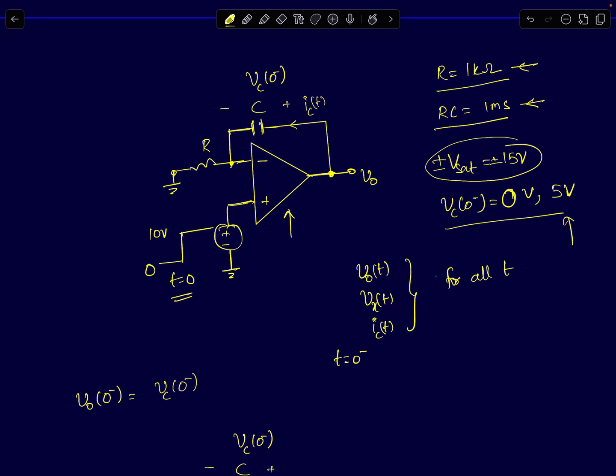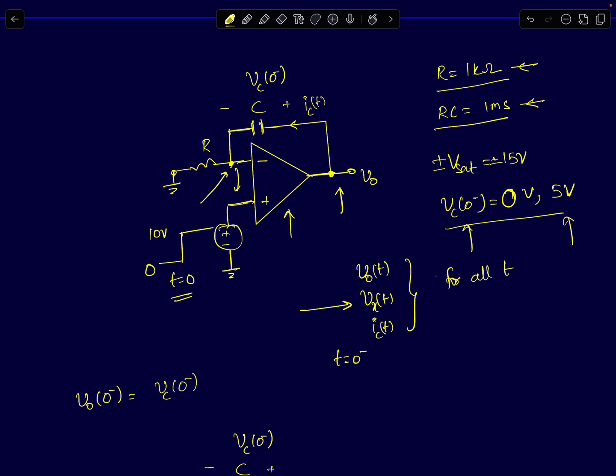I'll do the analysis for a general Vc of 0 minus. I'll derive expressions assuming the initial voltage is Vc0 minus, and we can finally substitute the values and get the exact current and voltage values. What you're supposed to find is the output voltage, the inverting terminal voltage, which happens to be the virtual node in this circuit. It's supposed to virtually track the non-inverting terminal. So that's the node Vx of t, and the current flowing through the capacitor Ic of t. Now let's start the analysis.